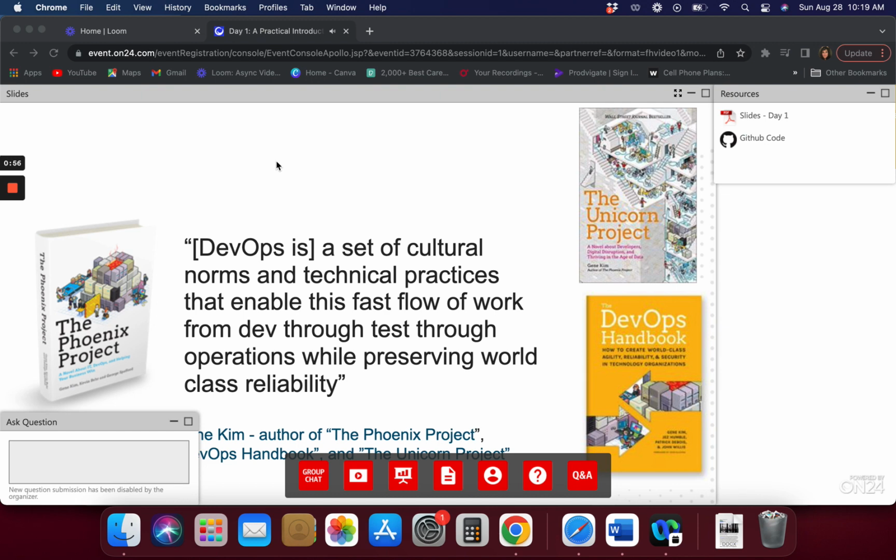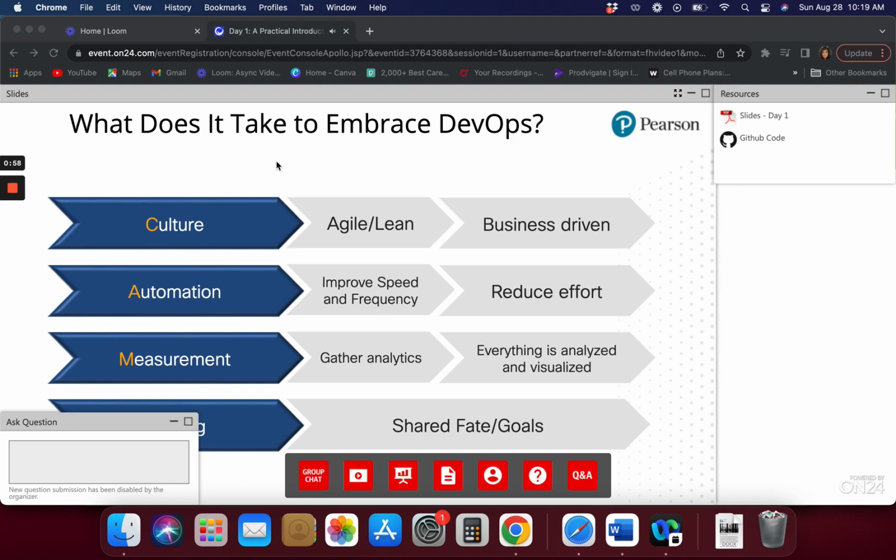Now, what does it take to embrace DevOps? This is an example of an acronym that you'll often see referenced as a way to understand what DevOps is. So you hear it referred to as the CAMS model. What CAMS does is give you the ability to see the core principles that are required to be successful. And as I mentioned before, the first one is culture.